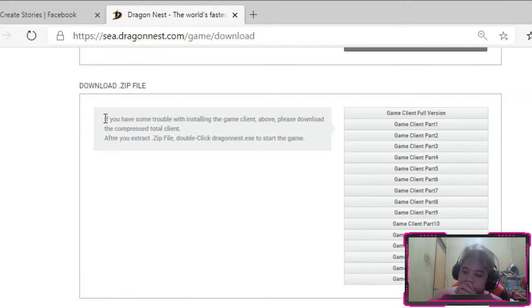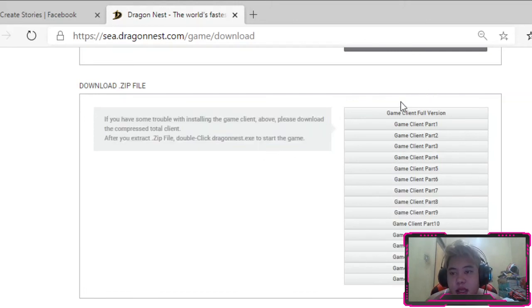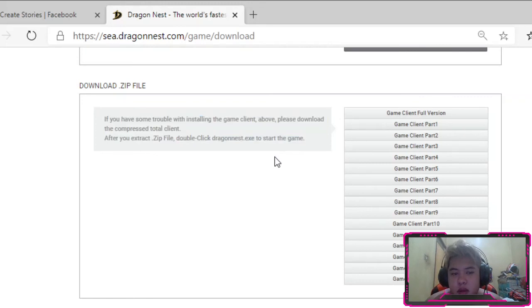So that should be it. And again, this is the full game client version, so I think this is the most reliable solution if you have an error with the launcher.